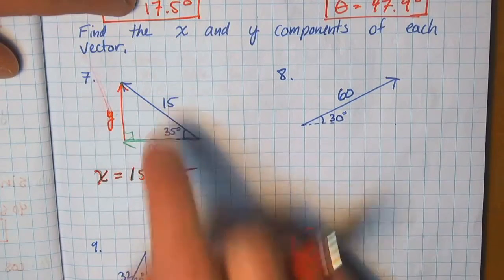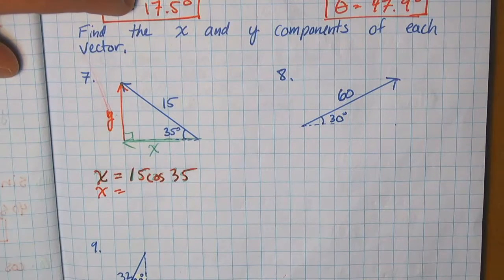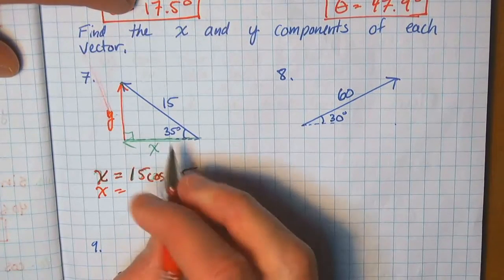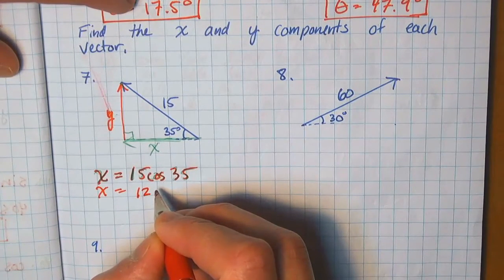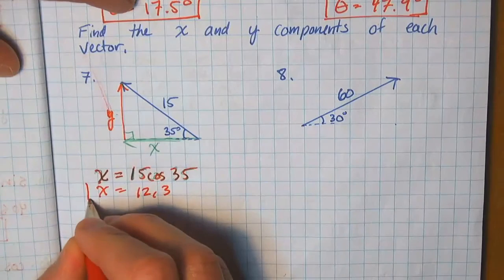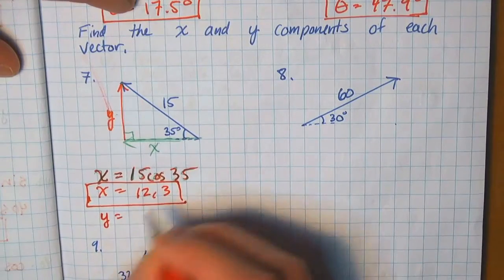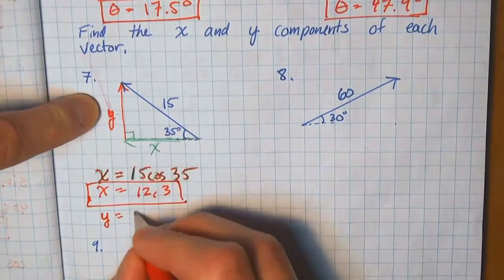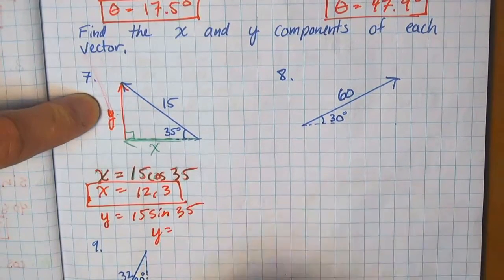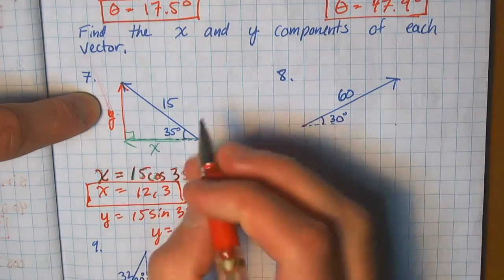And so I can just type that straight into my calculator, 15 times the cosine of 35, and that's going to give me 12.3. And do the same for Y. Y is going to be the sine, so it's going to be 15 times the sine of 35, which gives 8.6.